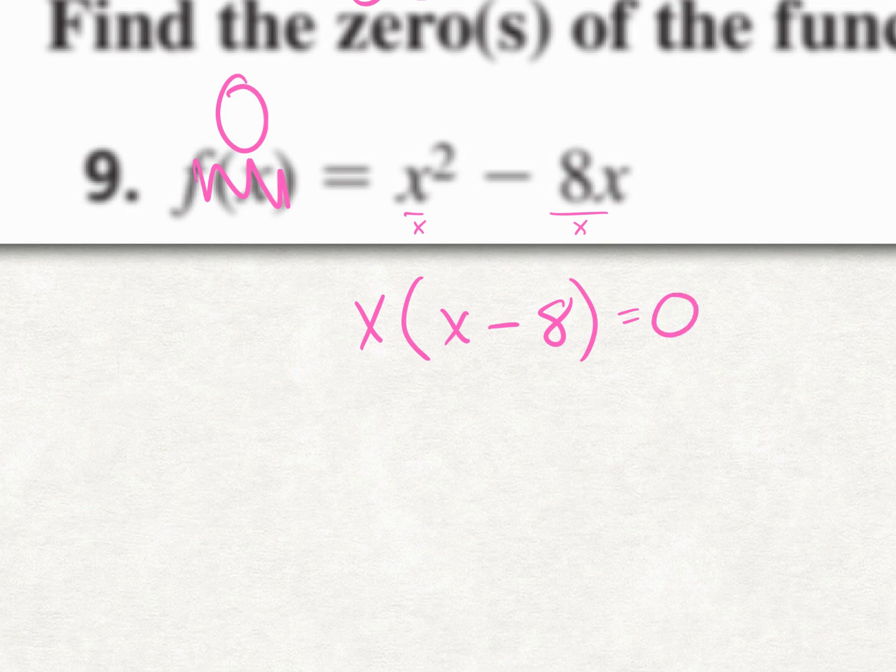Once I factor it, I just set each of these equal to 0 as their own little equation. So x is equal to 0, and x minus 8 is equal to 0. So x is equal to 0 is already solved for us. We're done there. That's one answer.